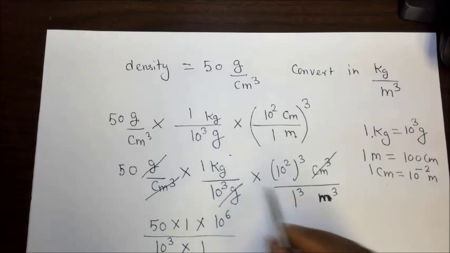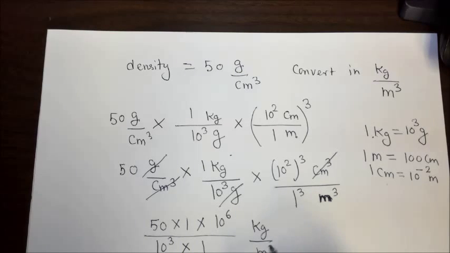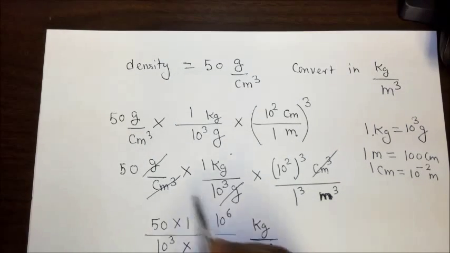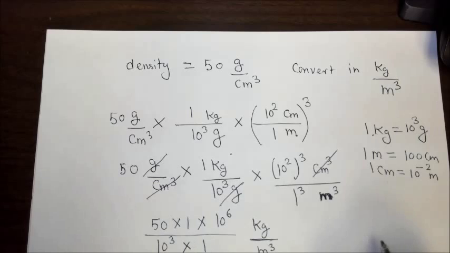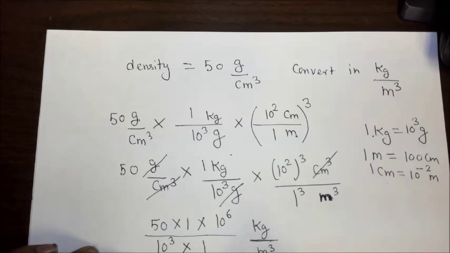So let's put the units here. Kilogram is left, and meter cube is left here. Kilogram divided by meter cube. Now I have to solve all these numbers. So 50 times 1 is 50 times 10 to the power 6. 10 to the power 3 times 1 is 10 to the power 3. And if I move this 10 to the power 3 upside, this becomes 10 to the power minus 3 kilogram per meter cube.